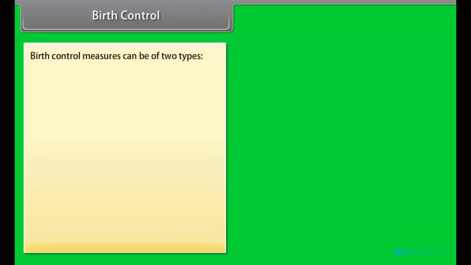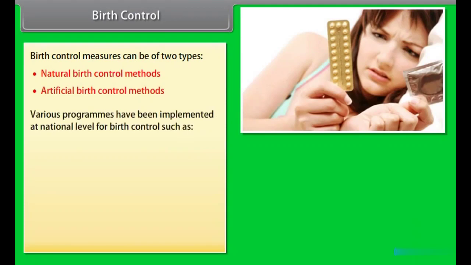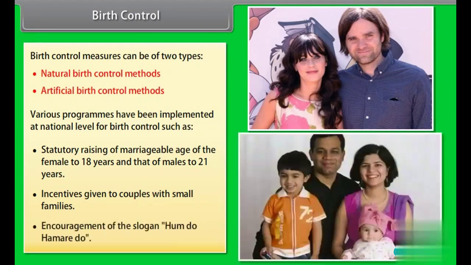Birth control. Birth control measures can be of two types: natural birth control methods and artificial birth control methods. Various programs have been implemented at national level for birth control, such as statutory raising of the marriageable age of females to 18 years and that of males to 21 years, incentives given to couples with small families, and encouragement of the slogan Hum Do Hamare Do.